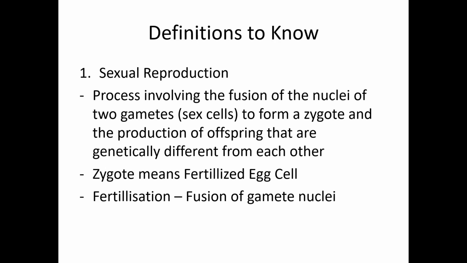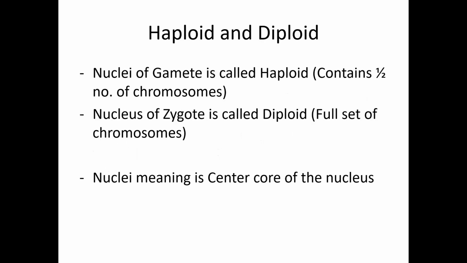So humans, like your brothers and your siblings, both look genetically different. A zygote means a fertilized egg cell, and fertilization means a fusion of gamete nuclei. We'll look more into that later on. There are two different terms used for a gamete and a zygote, which are classified as haploid and diploid.